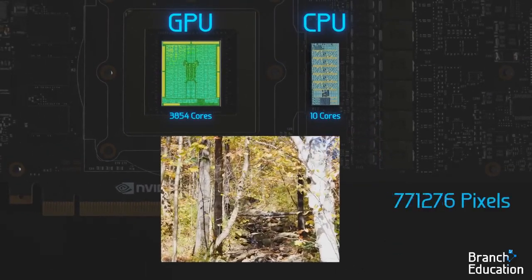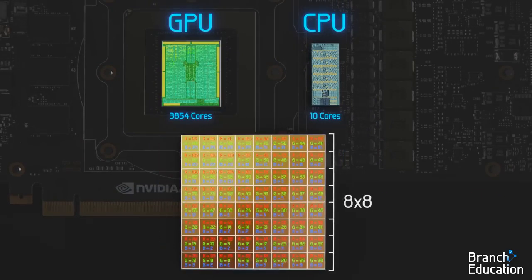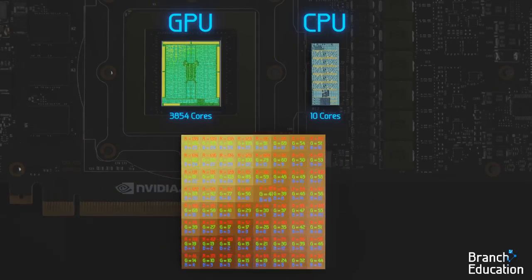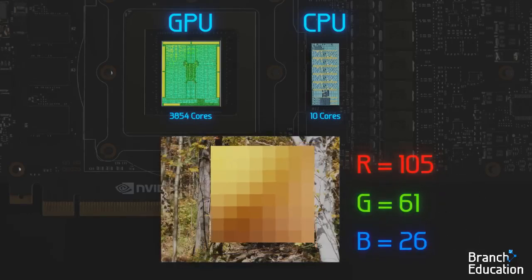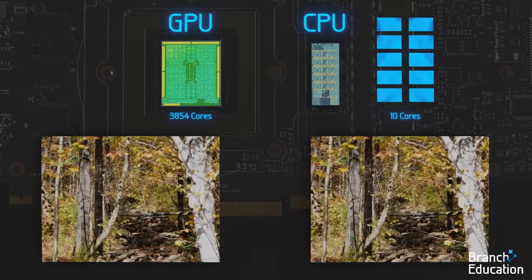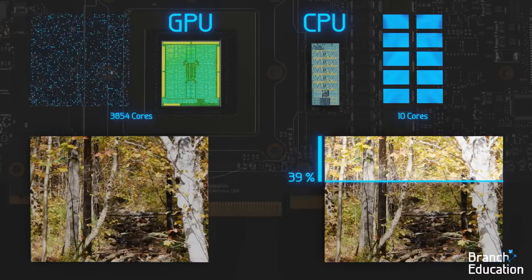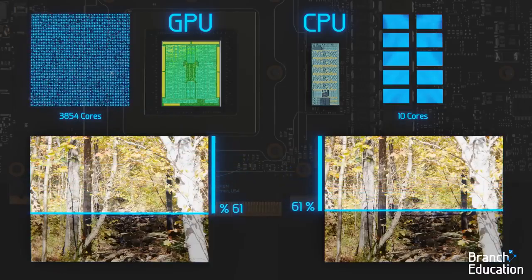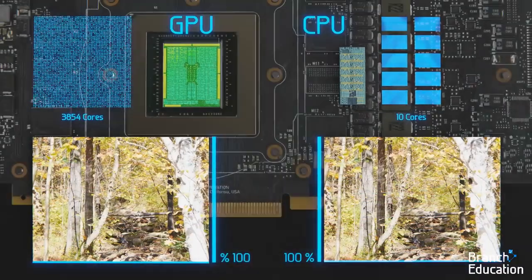Take this image comprised of 16 million pixels, each with RGB values for each pixel. A simple way to brighten the image is to add 20 to each of these numbers. A CPU has 10 cores and thus performs arithmetic 10 numbers at a time, whereas GPUs distribute the data to thousands of cores, thus performing magnitudes more parallel processing.